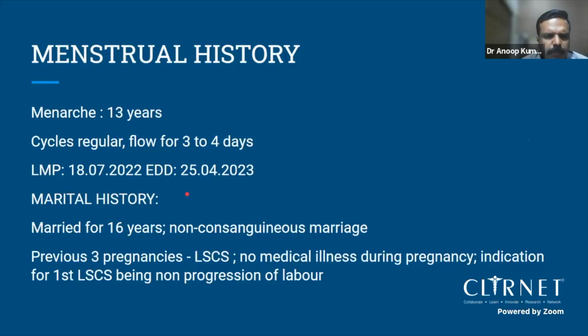Yes, sir. Menstrual history. The patient attained menarche at 13 years. The flow was for 3 to 4 days, relatively regular. Her LMP was July 2022. Skip all those things, come to the relevant point.